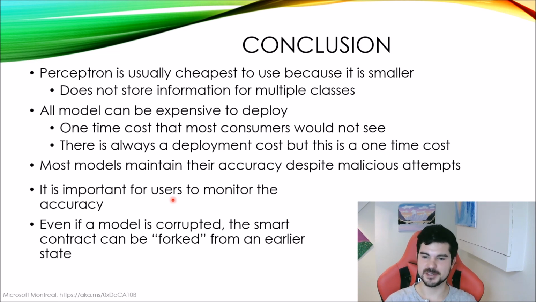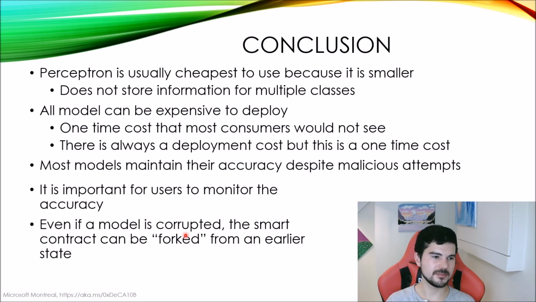Just like you might use some other API, you're going to have some of your own, at least, integration test cases to make sure it works as expected. And even if a model is corrupted, it's not such a big deal because it's all in a smart contract on a blockchain, and you can just kind of fork from an earlier version when you believe that the model was performing well.